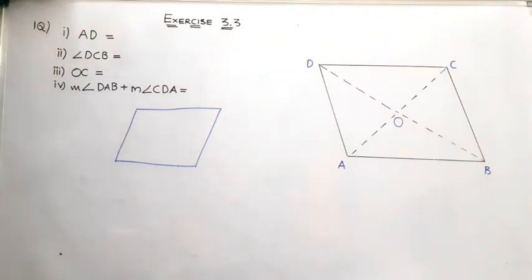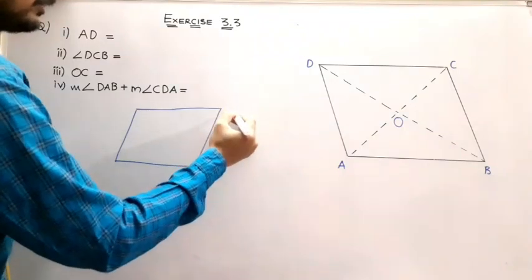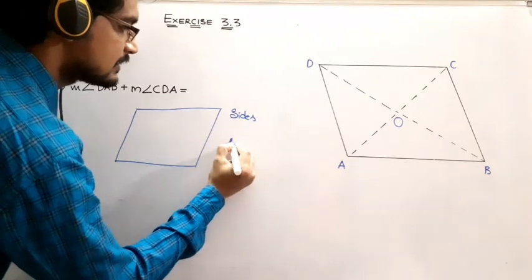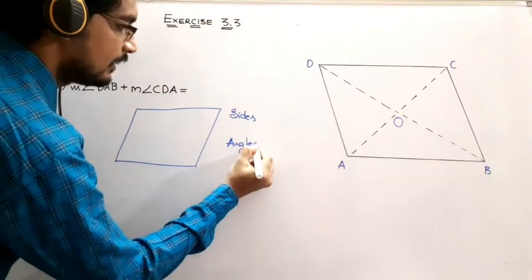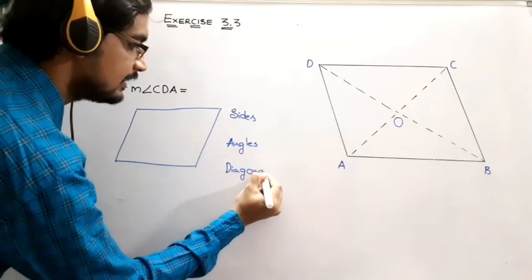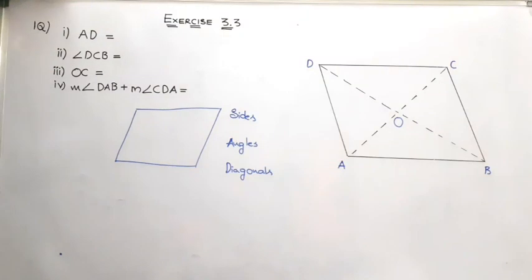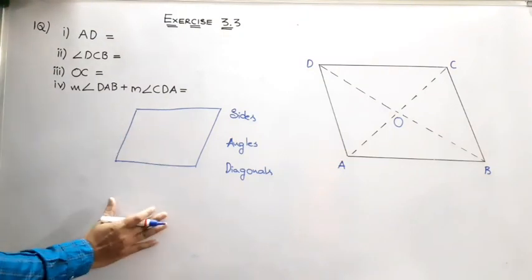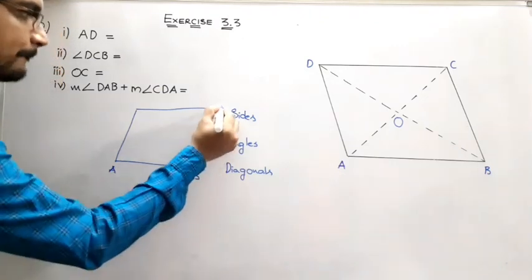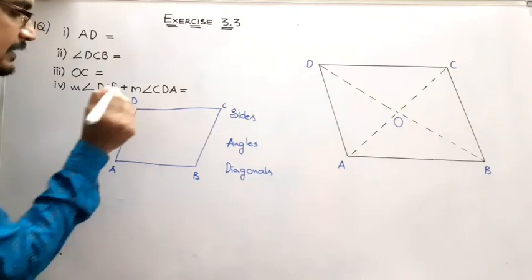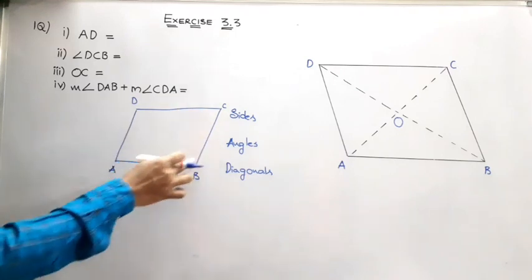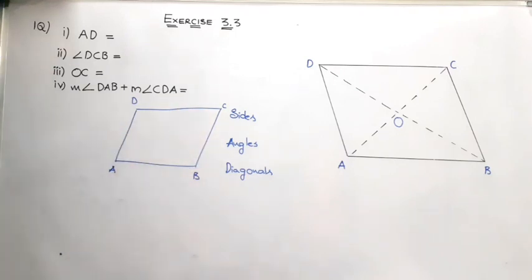Okay, so based on sides, angles and diagonals. Okay, based on the sides and angles and diagonals, we are going to discuss the various properties of a parallelogram. So, for instance, I am taking ABCD as a parallelogram, or first we will consider it as a quadrilateral.